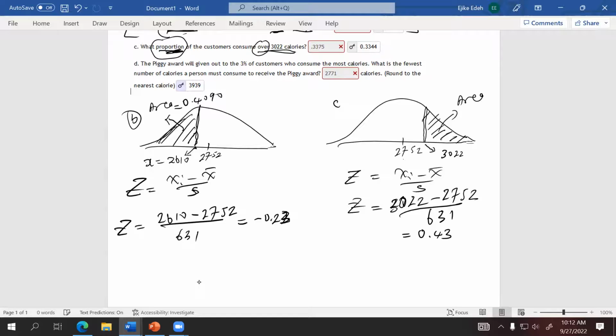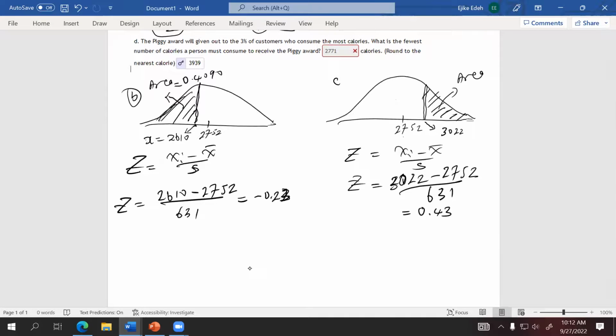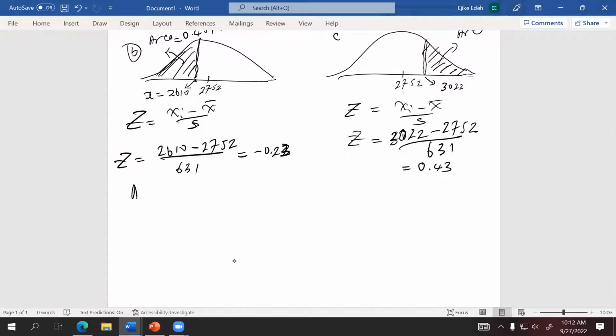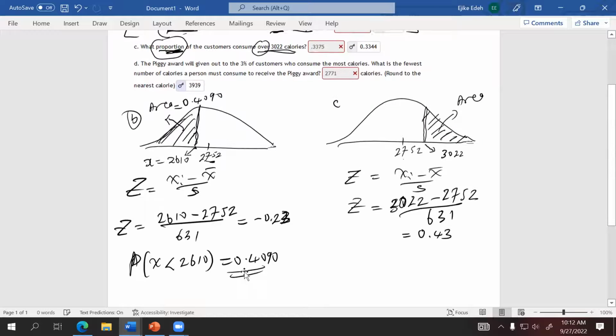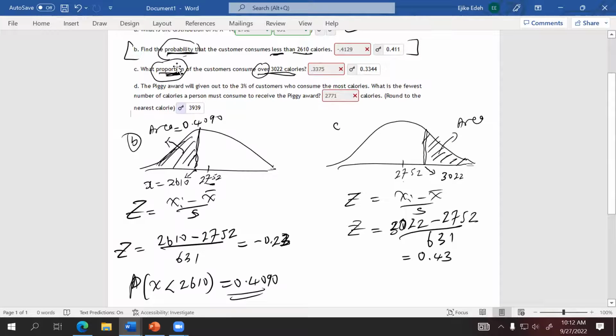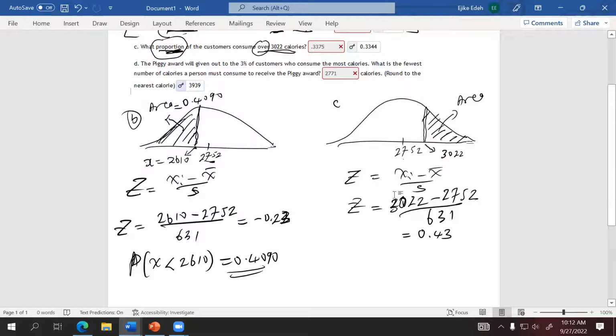0.4090. So the area here, or let's use the word the question uses, is the probability. The probability of getting a value less than 2610, given that the mean is here, is 0.4090. That's what this is telling me. Okay, so then remember probability, area, proportion, they are all the same.